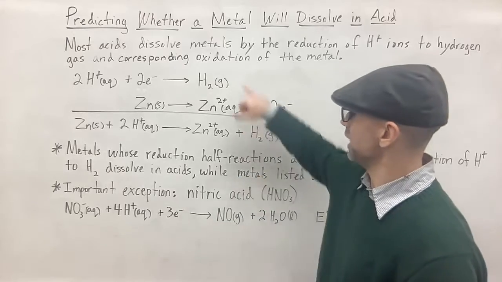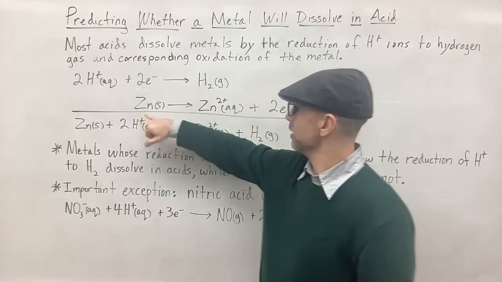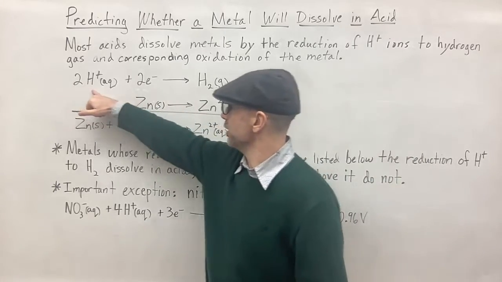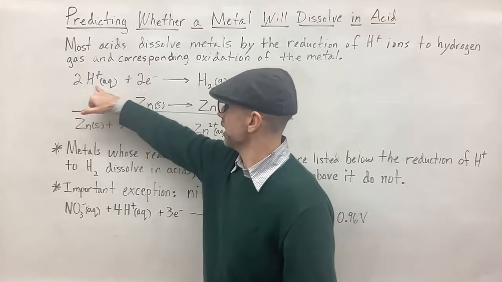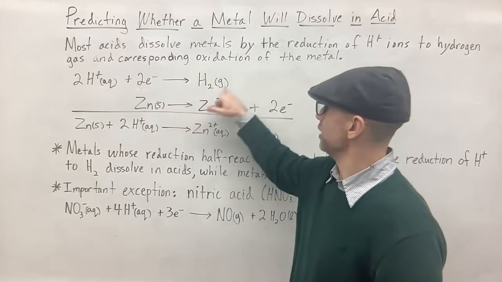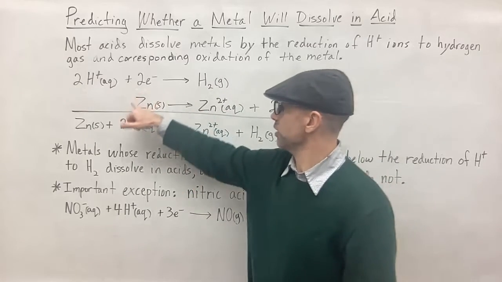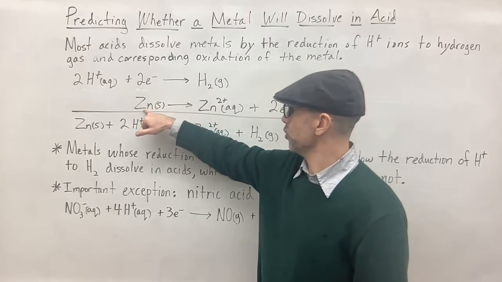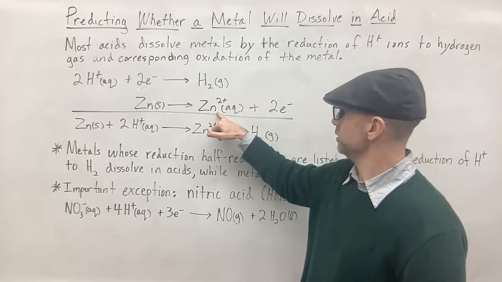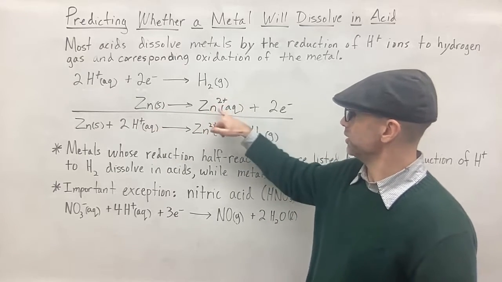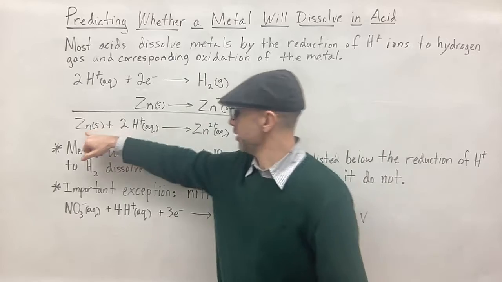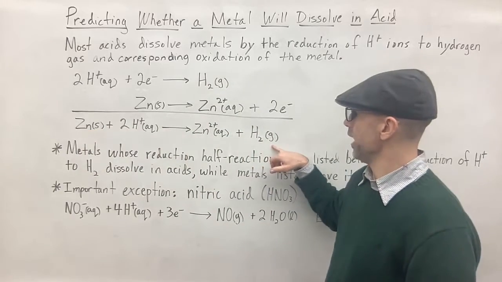So here's an example. We have zinc. Here we have the reduction of H+ to hydrogen gas, and that's coupled with zinc, which is undergoing oxidation. So zinc is going to lose 2 electrons and become zinc 2+. And when we add these together, here is the full reaction.